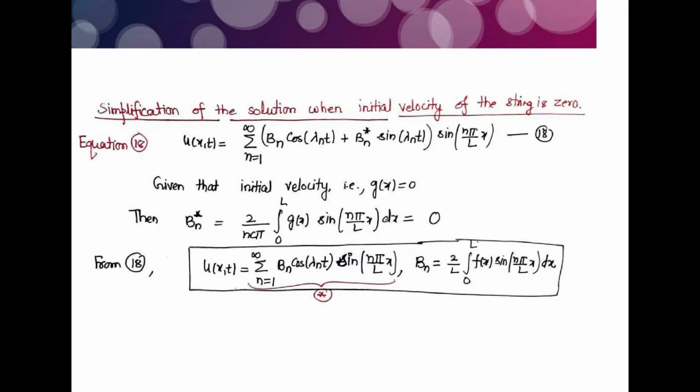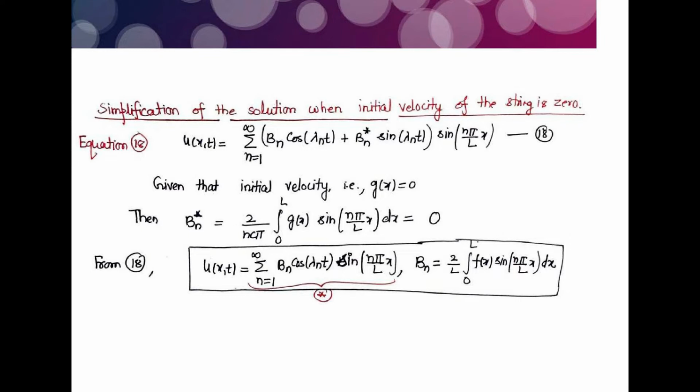Now we simplify the solution given by equation number 18 for the case when the initial velocity is 0, and see what the deflection in the string will be at any time t at any point x. If the initial velocity is 0, it means g(x) is 0. So from the equation Bn star, which is equal to 2 upon n c pi, integration from 0 to L of g(x) sine(n pi over L x) dx, this is 0. So from equation number 18, we have capital Bn star equal to 0.